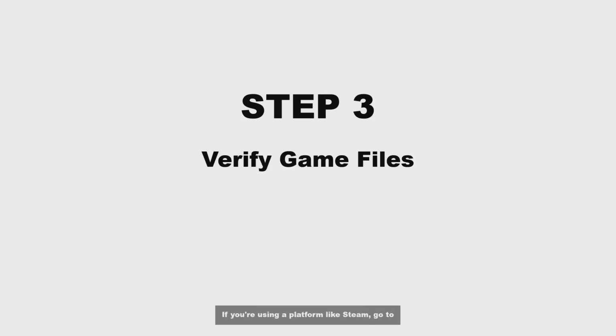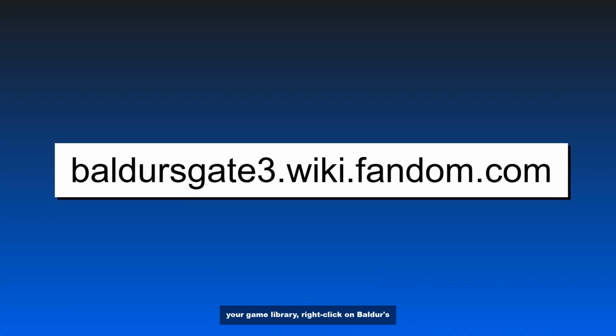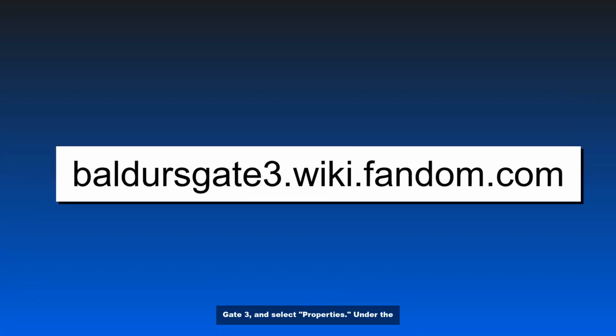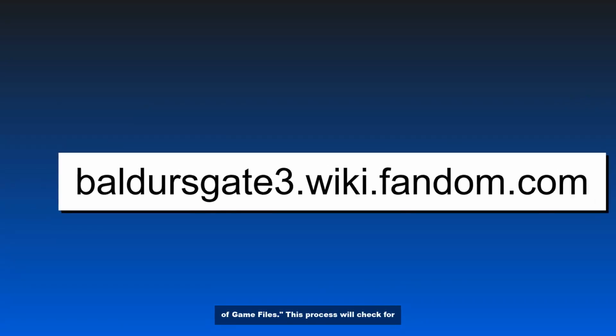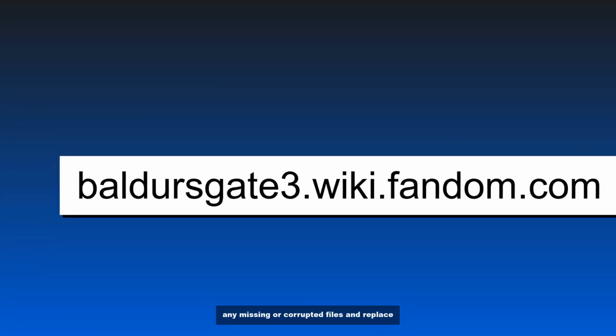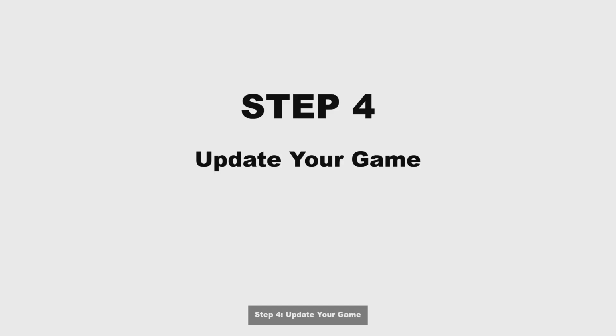Step 3. Verify game files. If you're using a platform like Steam, go to your game library, right-click on Baldur's Gate 3, and select Properties. Under the Local Files tab, click on Verify Integrity of Game Files. This process will check for any missing or corrupted files and replace them.